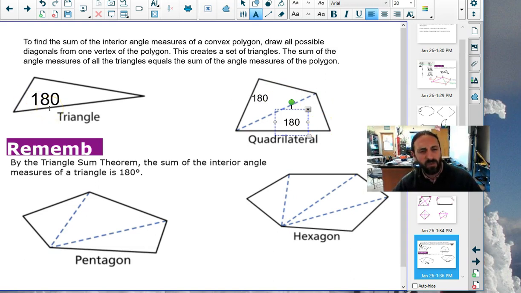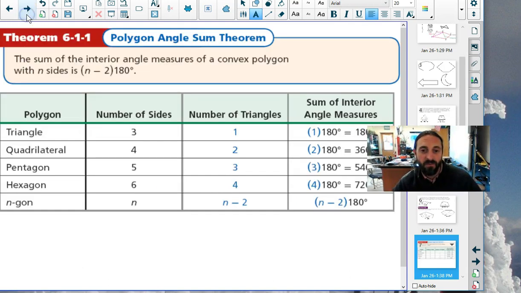Triangle, 3 sides, 180. Quadrilateral, 4 sides, 360. Pentagon, it's got to be 540 because it's, again, 180, 180, and 180. So what does this really lead to? Well, this is where it came from. This leads to your first theorem, and that is the sum of the interior angle measures of a convex polygon with n sides can be found by using this formula, (n minus 2) times 180.